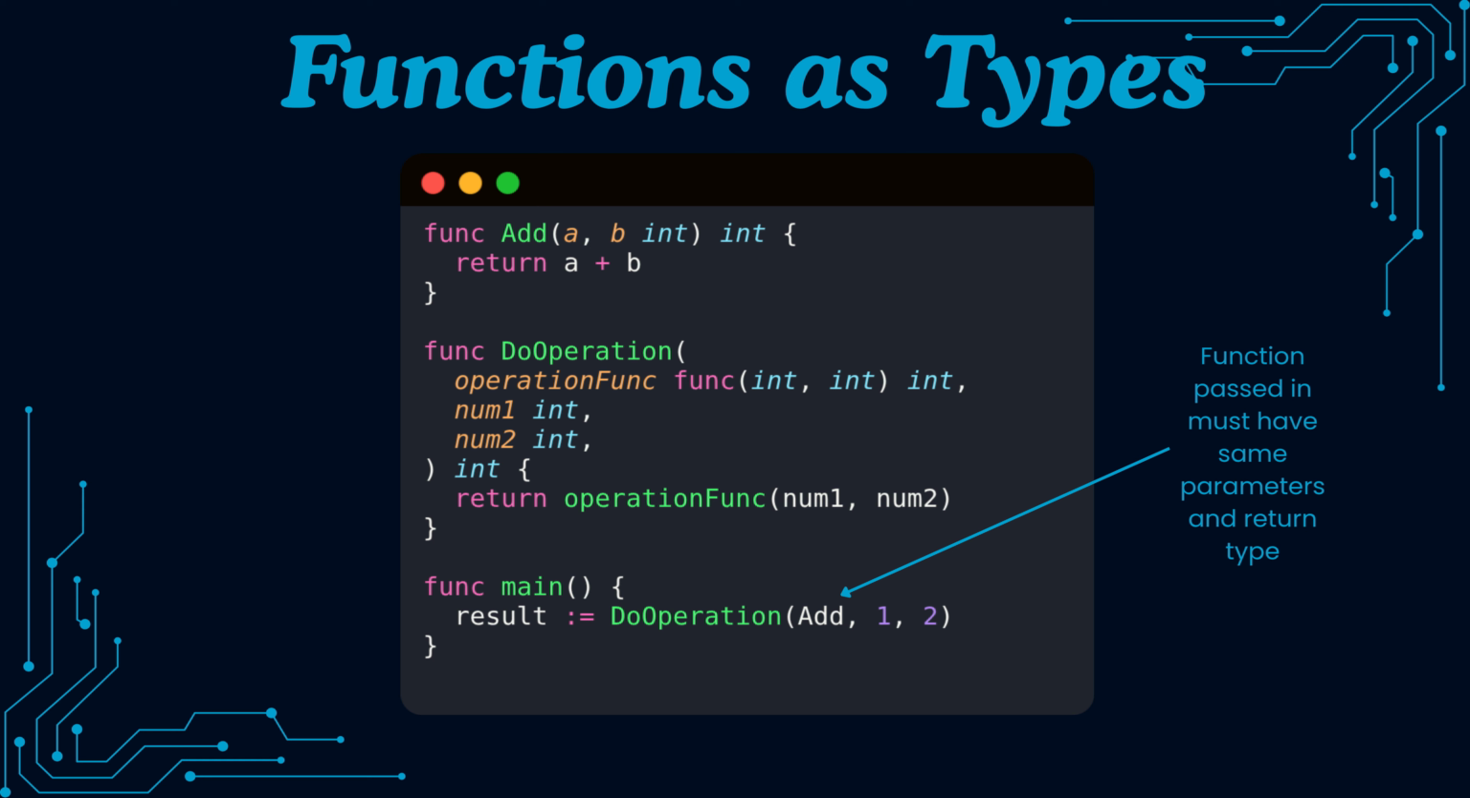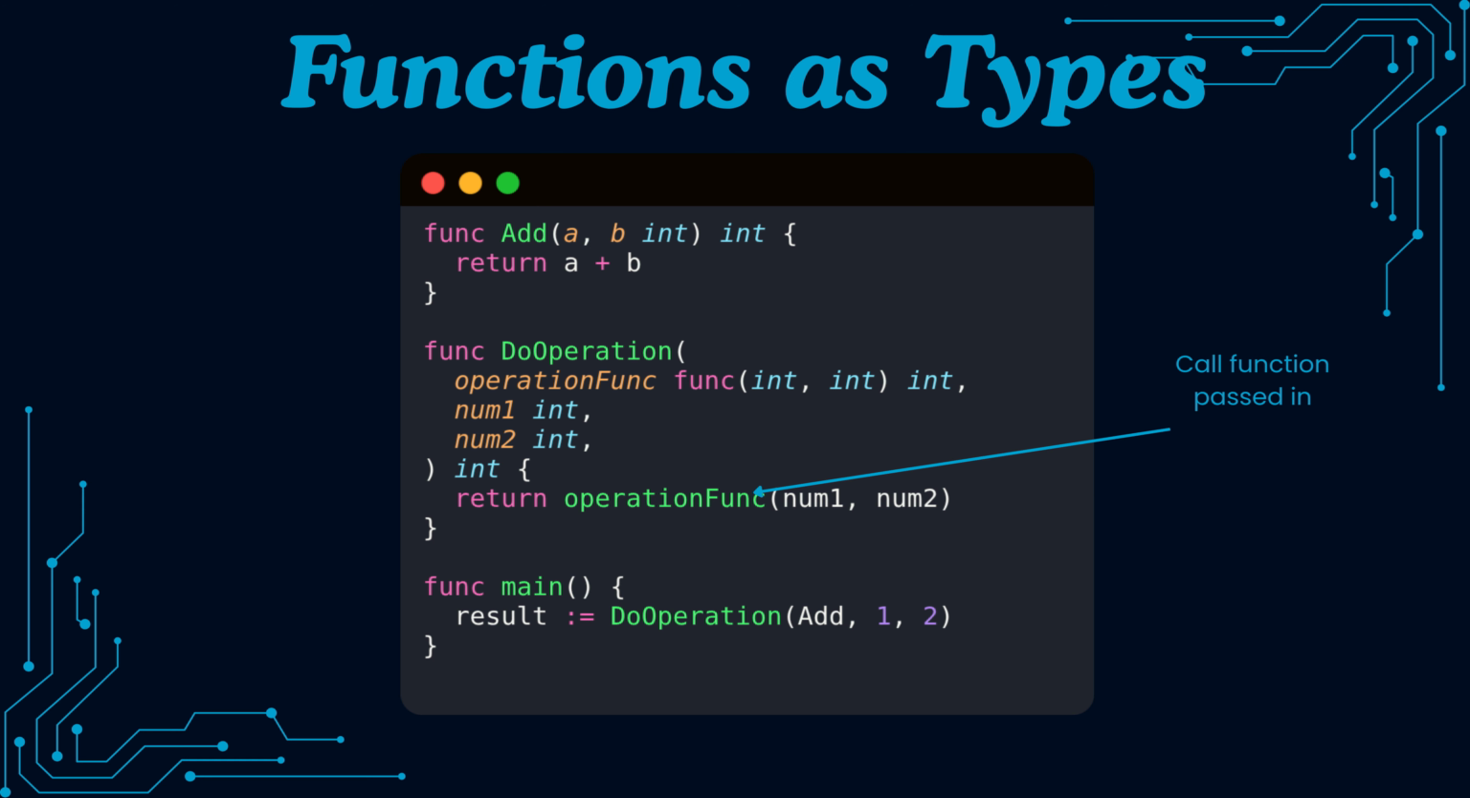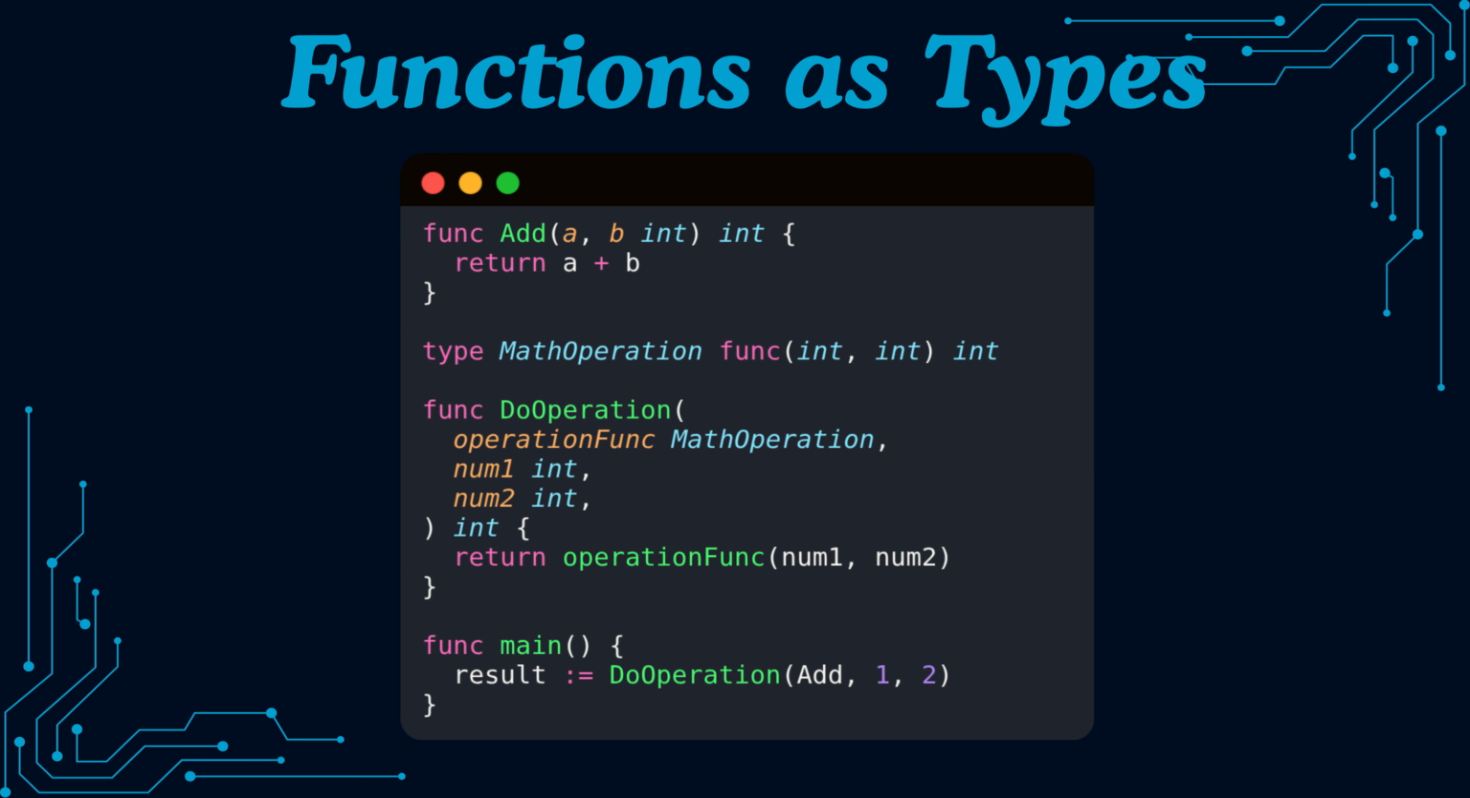Here, we are passing in an operation function that will perform an operation on the other two numbers passed in. When working with functions as types, it is common to save the function's parameters and return types to another type. This is like creating an alias for the function. Here, math operation just stands for a function that takes in two integers and returns an integer.